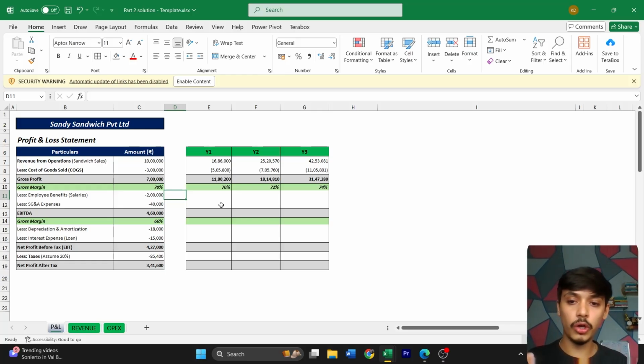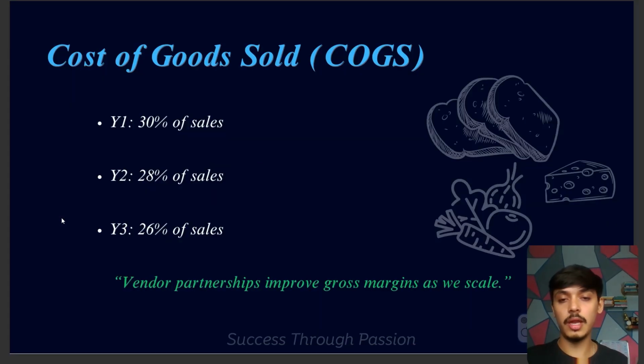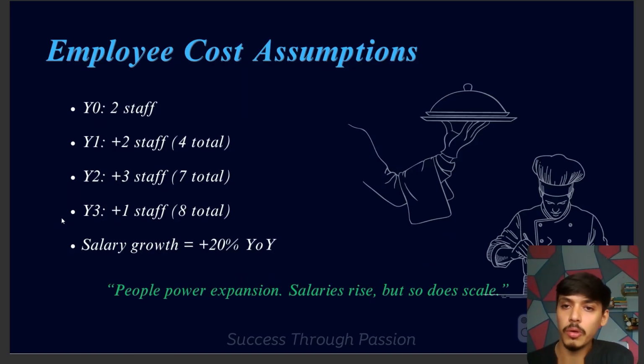Now let's move on to projecting all the operating expenses for the company. Let us start with the employee benefits and salary. So over here once again we will paste this entire header and let's now see the assumption for employee benefits. Okay, so employee cost assumption. Year 0 there are 2 staff. Year 0 is the current year. We have 2 employees with us who are helping in making the sandwiches and serving the customers in the outlet.